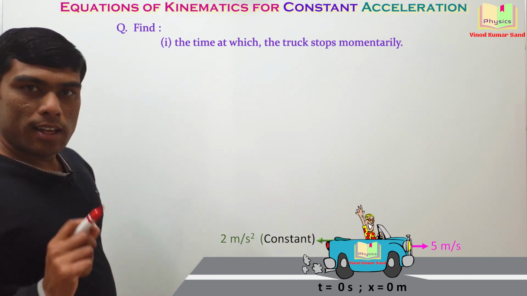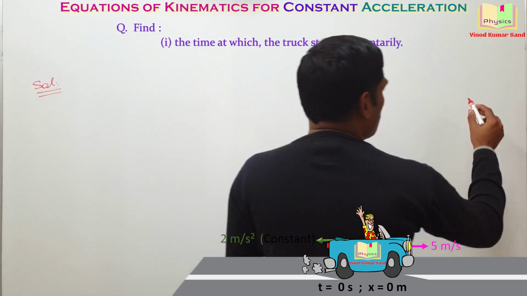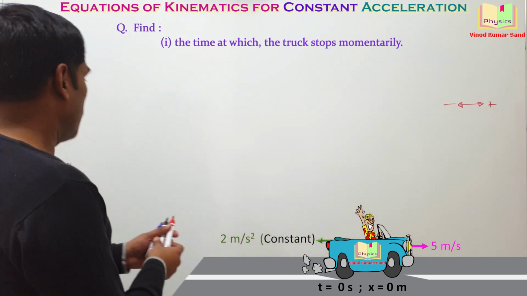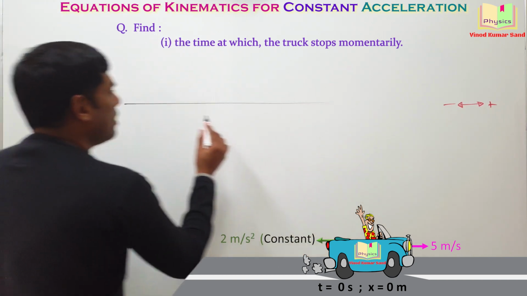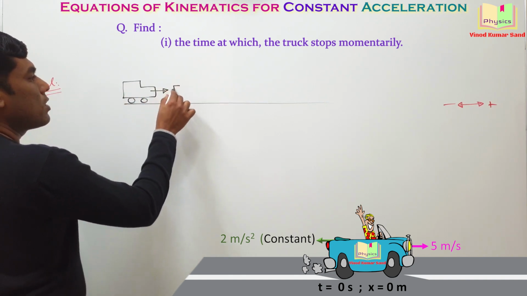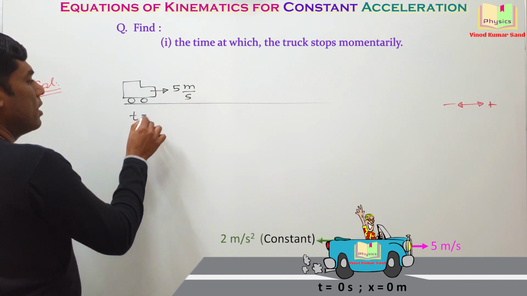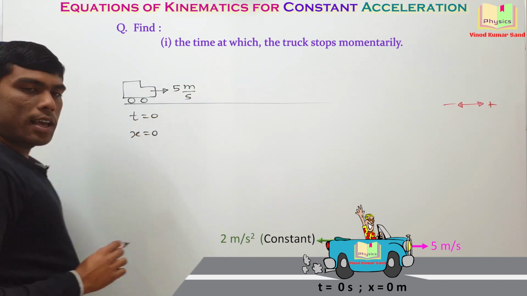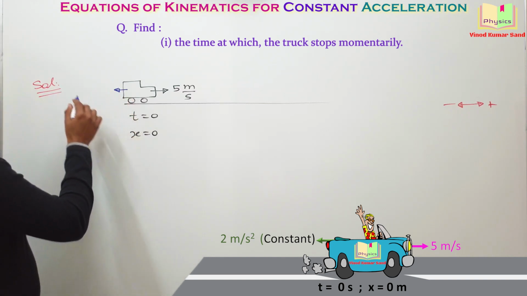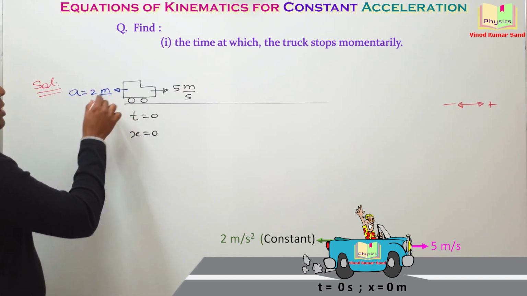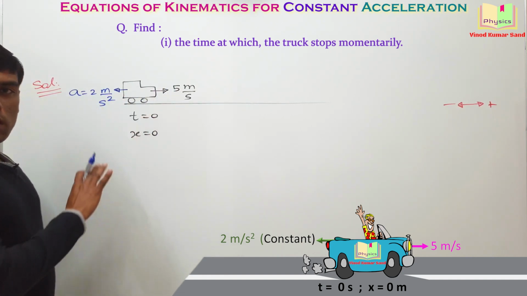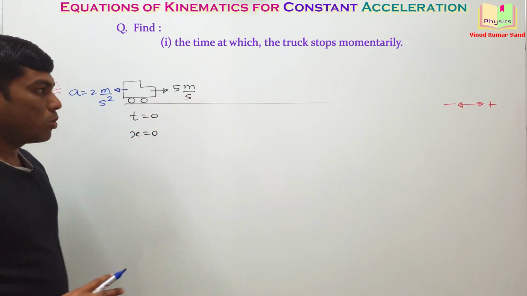First of all, we'll assign the sense of directions. So this we are choosing as positive and this we are taking as negative. At t is equal to 0, the particle has the initial velocity 5 meter per second. This position we consider as x is equal to 0. The acceleration of the particle is constant, which is given to us as 2 meter per second square. Since velocity and acceleration are in opposite directions, the particle has to slow down.